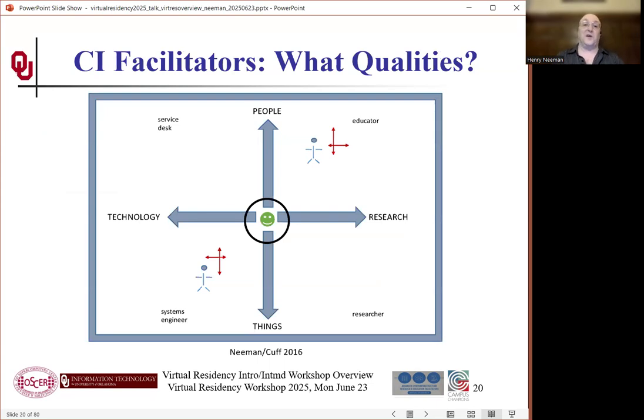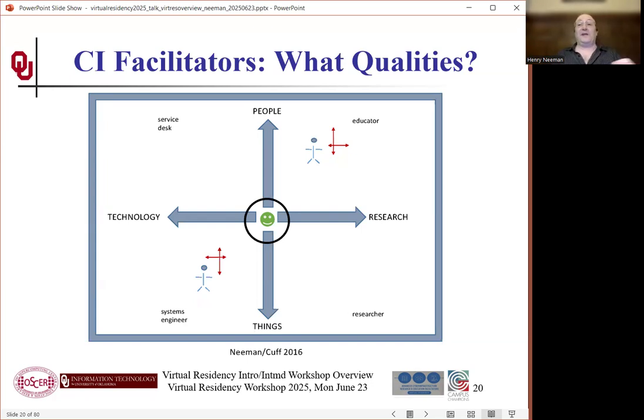So years and years and years ago, a colleague and I, James Cuff, we came up with a diagram to show what sort of things a facilitator should be interested in. So we put two axes. One axis, the vertical axis, people and things. Do you like people or do you like things, right? If you love things, you're probably better off being system facing. If you love people, you want to be people facing. On the other axis, you have research versus technology. So being a researcher versus being an IT professional.